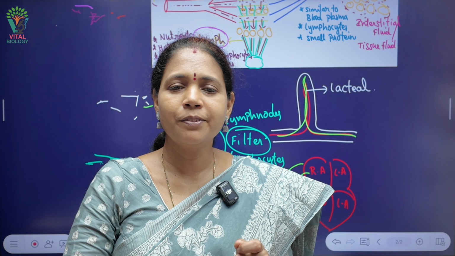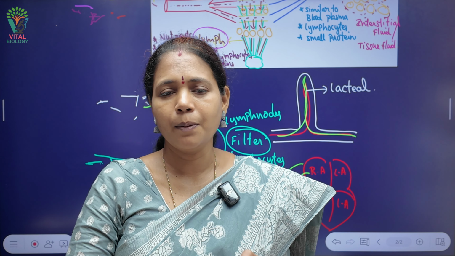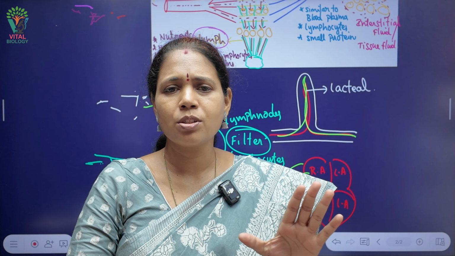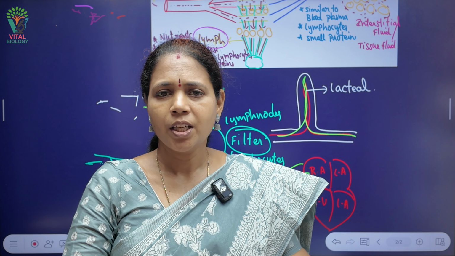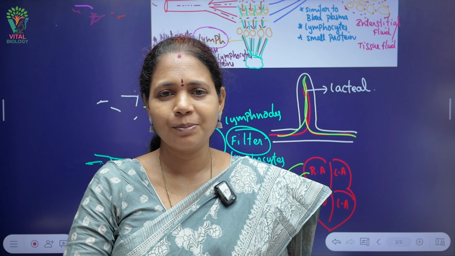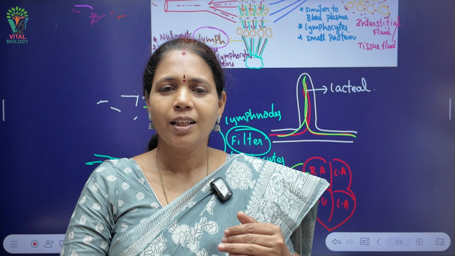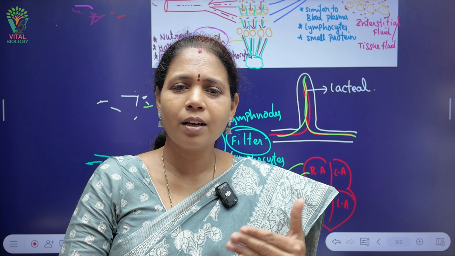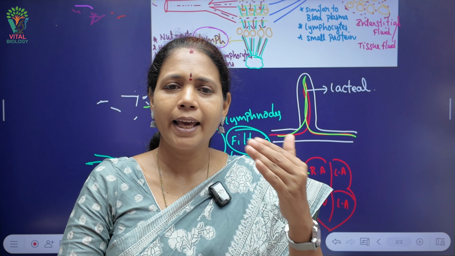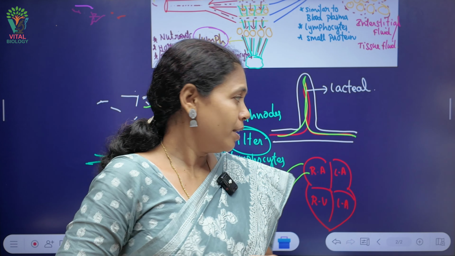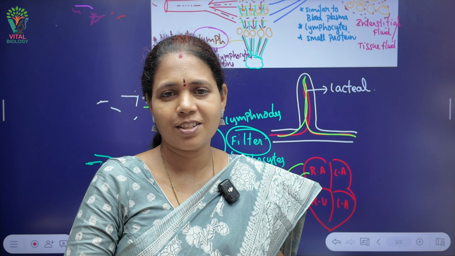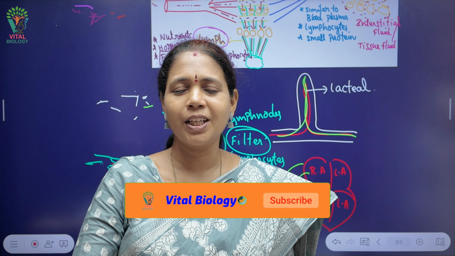And also, among the main functions of lymph, one is that it clears the pathogens if any are present in the tissues. Tissue-borne pathogens are cleared by this lymphatic system, and it also returns the escaped or leaked fluid from the blood circulation back into the blood. And also through the lacteal, it helps in absorption of fats. So these are all the functions of the lymph.